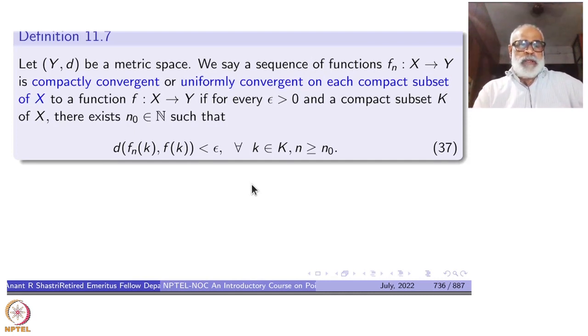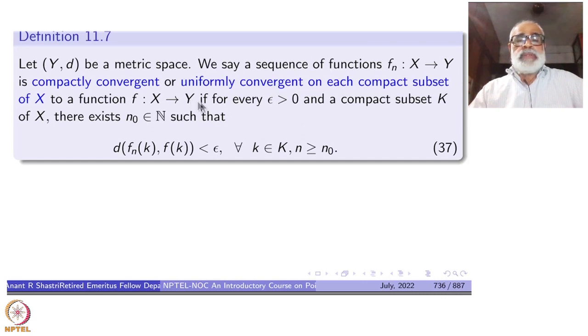All right, let (Y, d) be a metric space. We say a sequence f_n from X to Y is compactly convergent, or uniformly convergent on each compact subset of X. This is a longer wording, so people call it compactly convergent. There is no other justification, that's all. This is a neat wording. So compactly convergent to a function f, when does it happen?